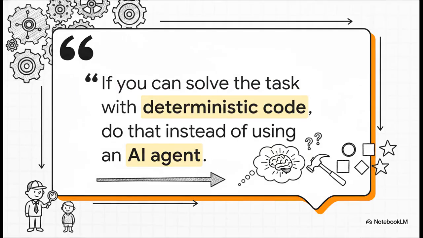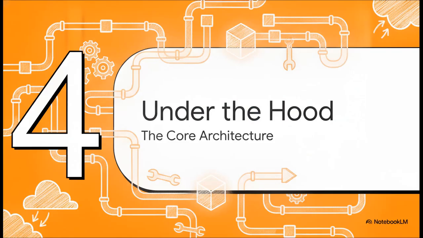Before we look at the architecture, I really want to highlight this incredibly grounded philosophy from the framework's core design. Quote, "If you can solve the task with deterministic code, do that instead of using an AI agent." I absolutely love this. MAF is essentially the grown-up version of AI orchestration. It doesn't treat AI like a shiny hammer for every single nail. It respects traditional, deterministic code where it works best, and only brings in agentic reasoning when you actually need dynamic intent extraction.